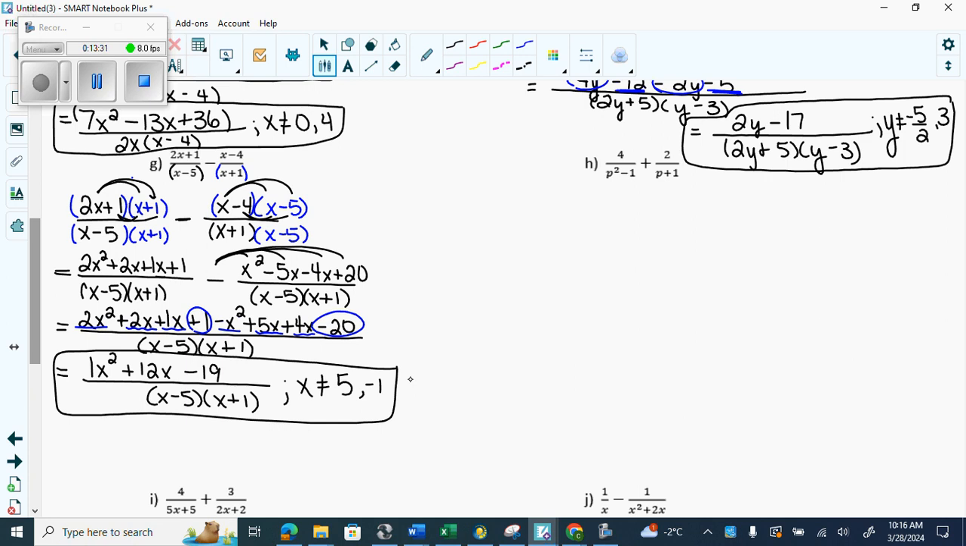Now h actually looks worse than it is. So I have a p squared minus 1 in the denominator and a p plus 1 in the denominator, and they look like they're both humans, and they look like we can't make them be each other. But what is p squared minus 1? Difference of squares. So we actually are going to get 4 over p plus 1, p minus 1, because that's the difference of squares of p squared minus 1, plus 2 over p plus 1.